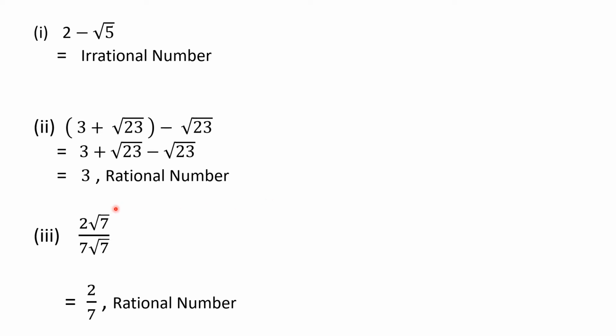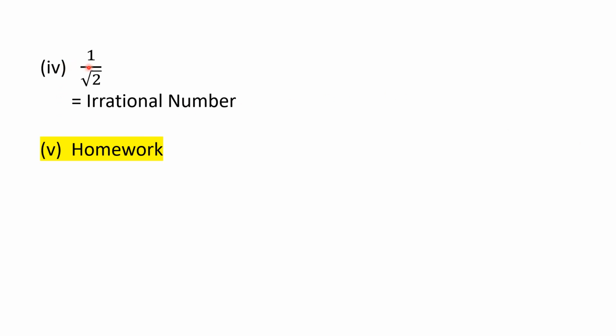Now the next, 2 root 7 divided by 7 root 7. As you can see, there's a multiplication symbol in between them. Can you see the multiplication symbol? No. But whenever there is no other sign, no plus, no minus, you can clearly understand that it is multiplication. When there's multiplication, you can definitely cancel numerator and denominator. So root 7 and root 7 is the same thing in the numerator and in the denominator. You cancel them. Root 7 cancelled, root 7 cancelled. You get 2 by 7. Now 2 by 7 is clearly a rational number. So these 3 questions we have done. Now let's see the next one.